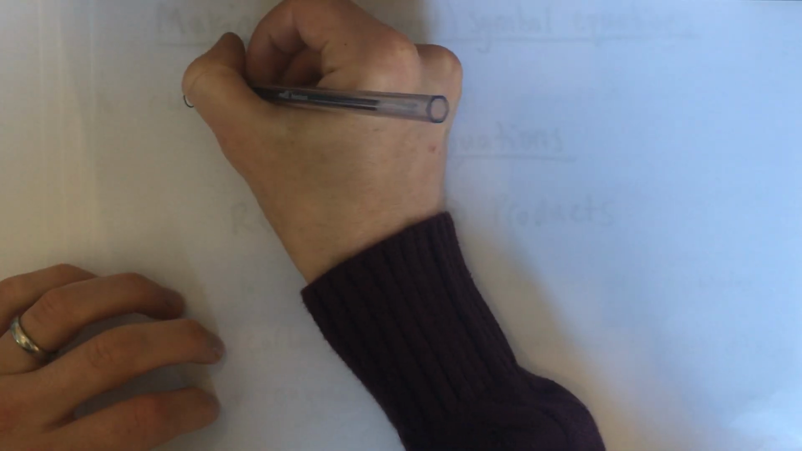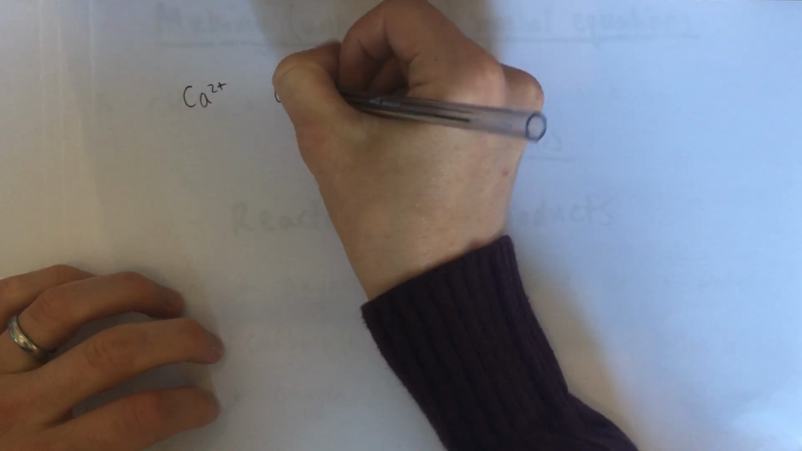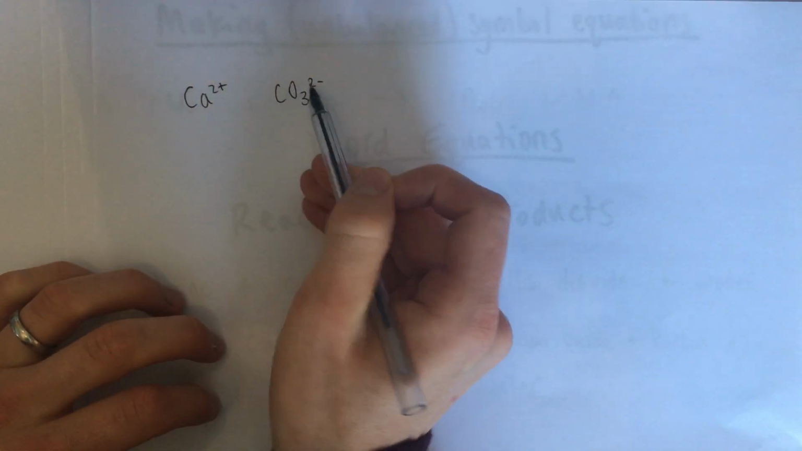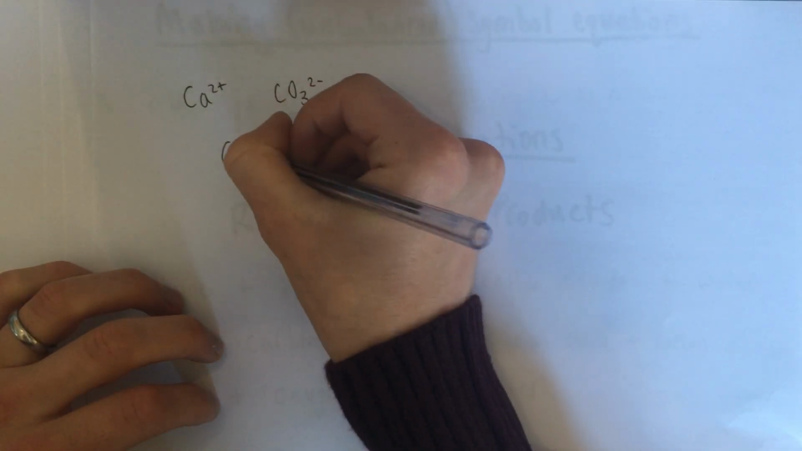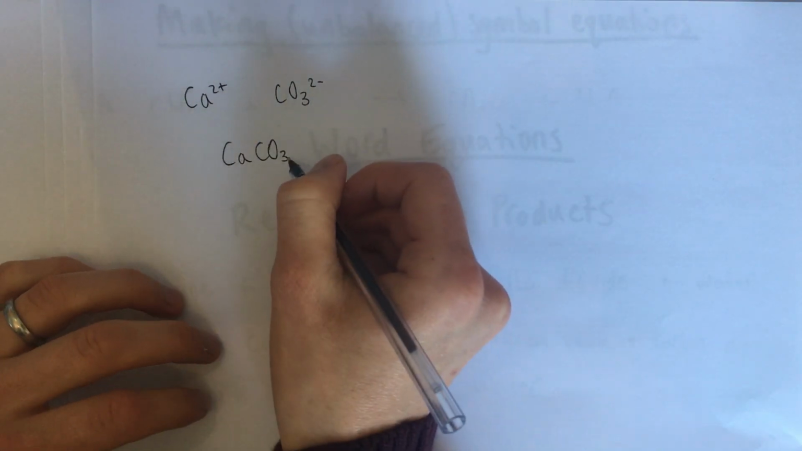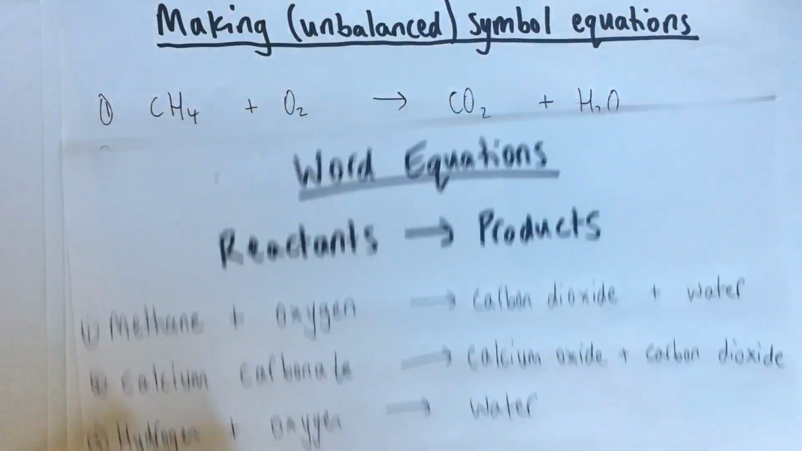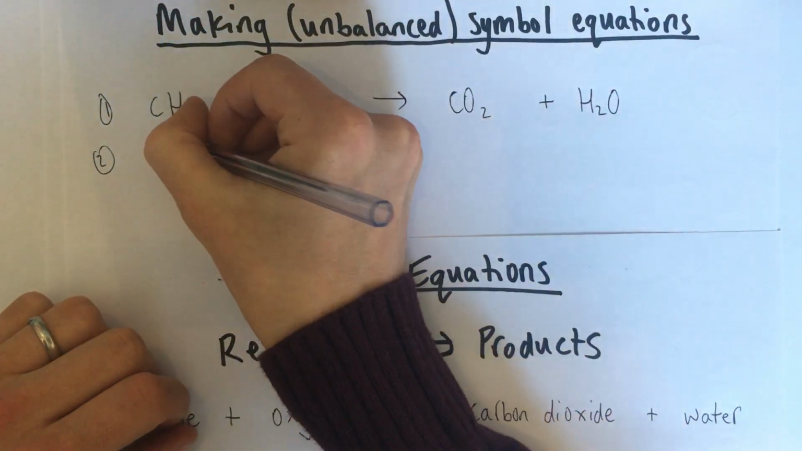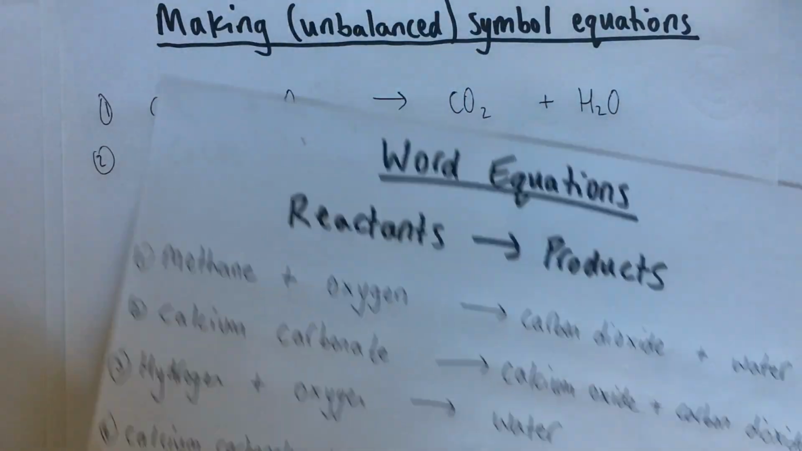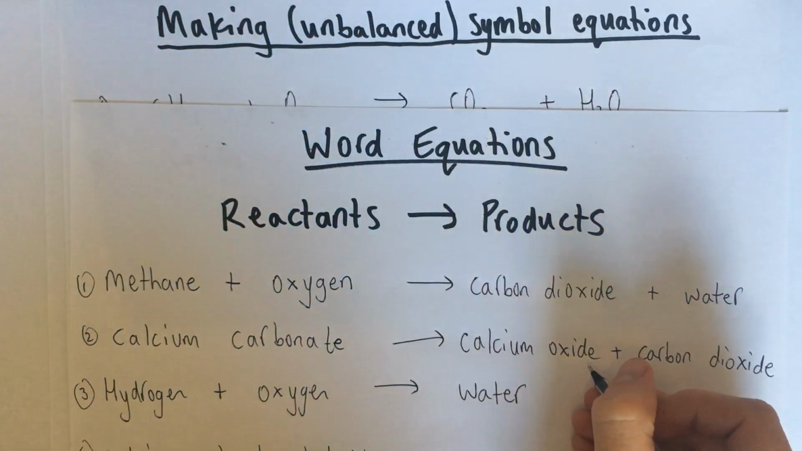So let's put that together. Ca2+, CO3 2-. We can see that these charges balance, 2+ and 2-, so we just need one of each, and the formula very simply is CaCO3. So that's what I'll start with. That breaks down to make calcium oxide.